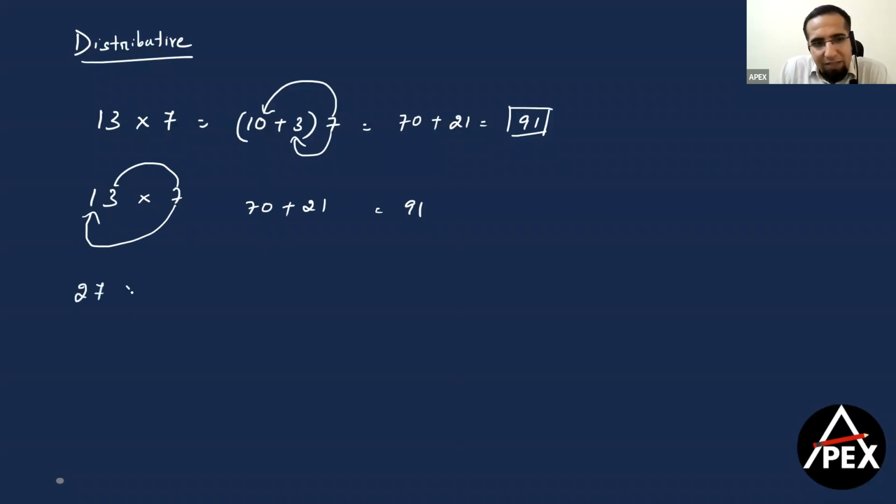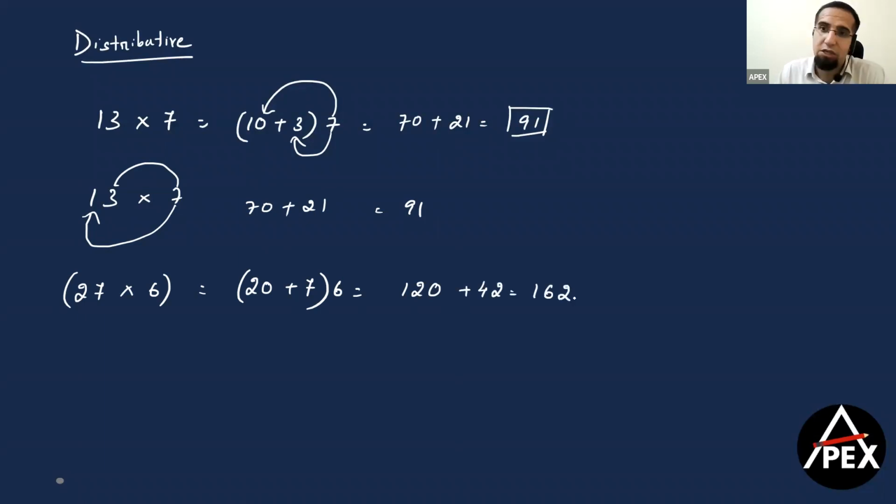Let's take one more example. Suppose I'm taking 27 into 6. If I go mathematically, this becomes 20 plus 7 into 6. What do we get? 6 into 20 is 120, and 6 into 7 is 42. And therefore, my value becomes 162. But we are not supposed to do that.